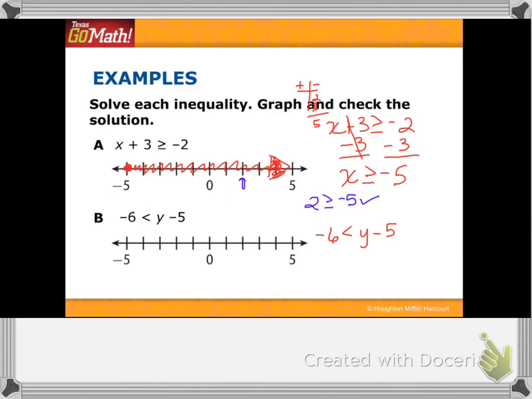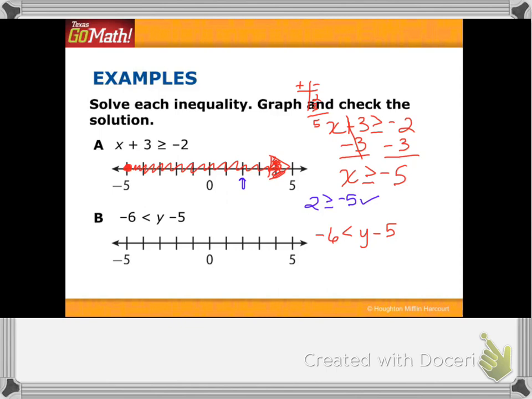But remember, I want you to work with it in this way. Do not try to rewrite an inequality and get that variable on the left side, because you will make mistakes with the symbols. Keep it the way it is. You can work with it this way without any problems.